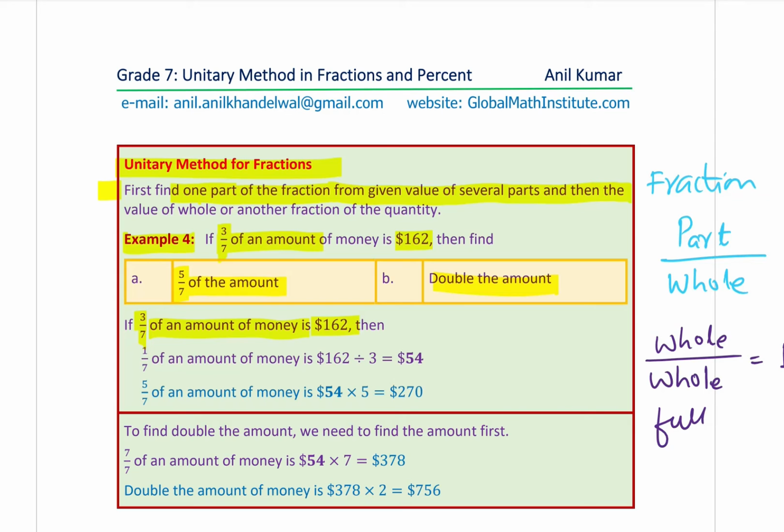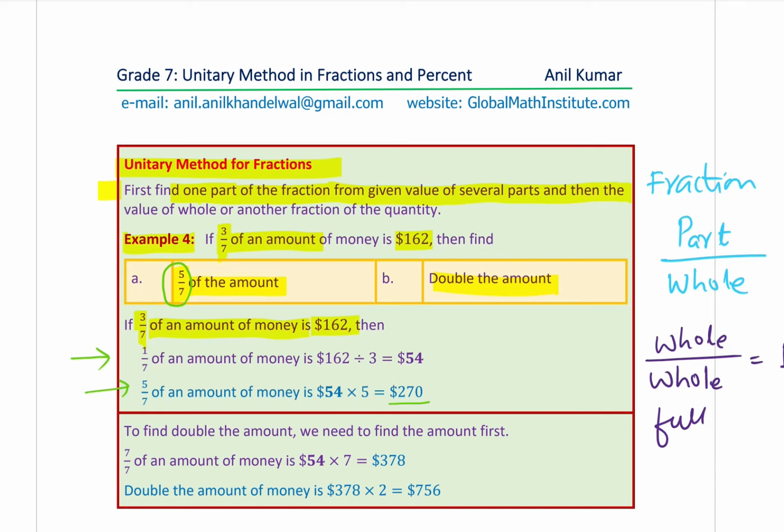Now, unitary means 1 unit. So what we are doing here is, look here, 1 out of 7, right? So instead of 3 out of 7, we made it 1 out of 7. So one part of that fraction, you get the idea. 1/7 of the amount will be how much? So we'll divide by 3, the earlier numerator, correct? So we get 54. So 1/7 of the amount is 54. So we want to find what is 5/7 of the amount. So that means we need to now multiply this by 5. So 5/7 of the amount of money is 54 times 5. And we get our answer as $270.